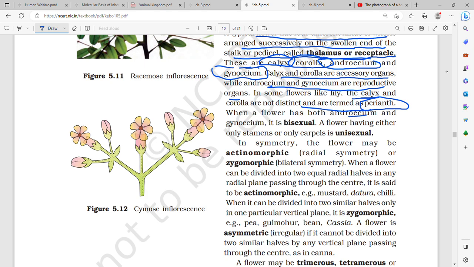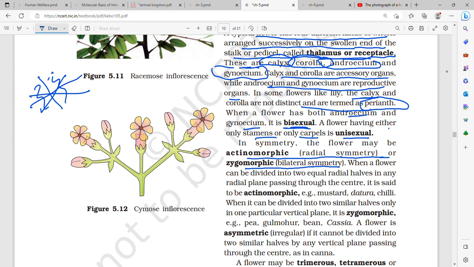When a flower has both androecium and gynoecium, it is a bisexual flower. When it has only stamen or carpel, then it is a unisexual flower. In symmetry, a flower may be actinomorphic, that is radially symmetrical, or zygomorphic, bilaterally symmetrical. If any plane passing through the central axis divides it into 2 equal halves, it is radially symmetrical, actinomorphic. If it can be divided into 2 equal parts in only one plane, it is zygomorphic, bilateral symmetry.